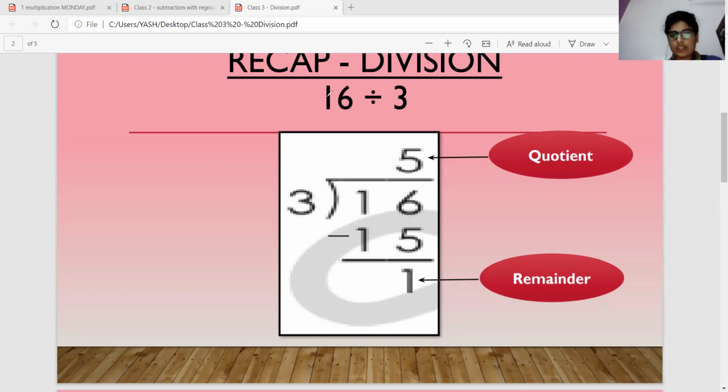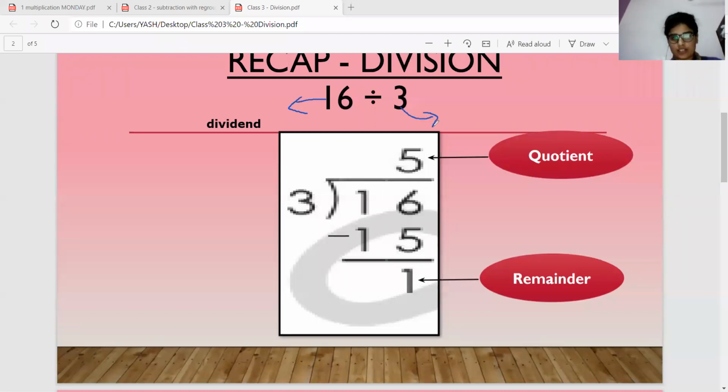Okay, so 16 here is called the dividend, meaning the number which is being divided is called the dividend, and the number by which we are dividing is called the divisor. So 16 is called dividend and 3 is called divisor. You can write 16 as dividend, and this 3 is called divisor.